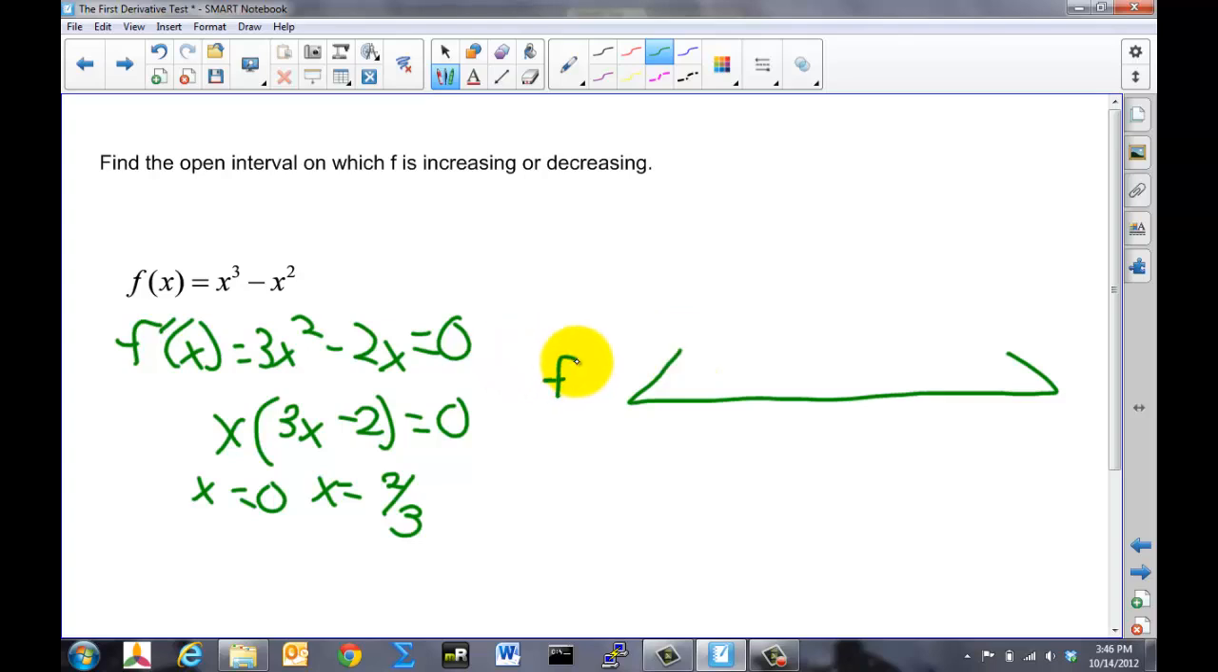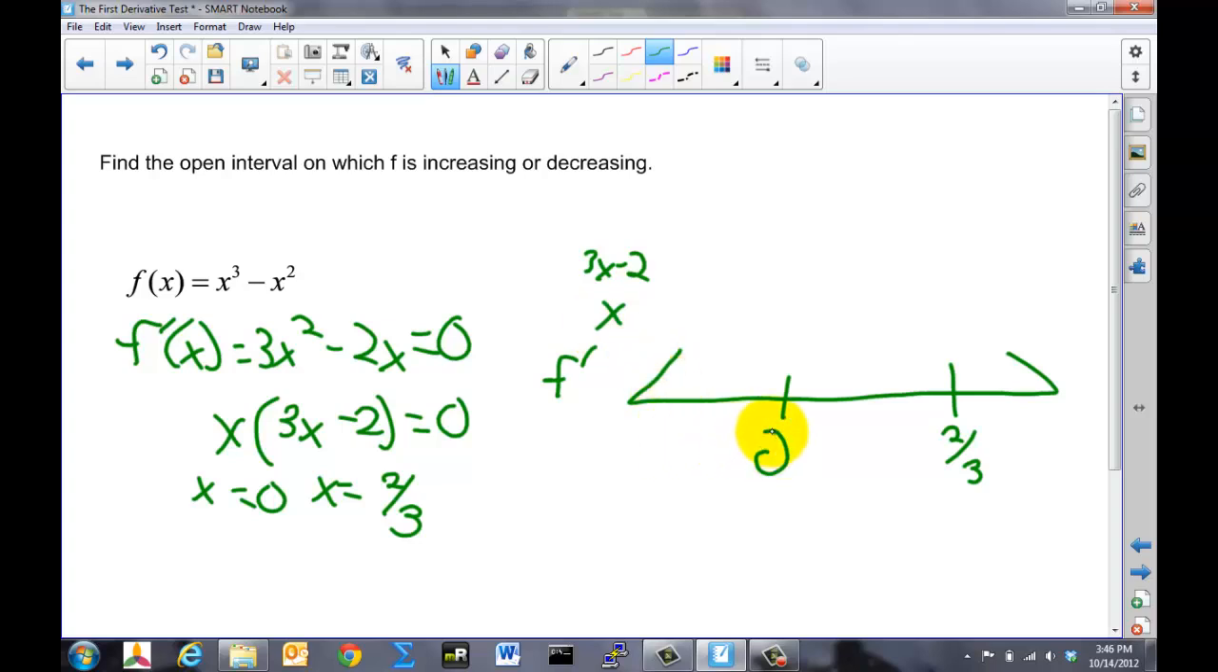It's important to label your sign line. It's f prime. We pick this critical point 0, this critical point 2/3. And now we've got our factors. We've got x is a factor and we've got 3x minus 2 is a factor.